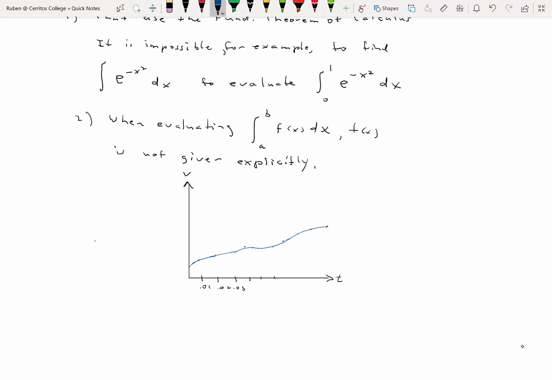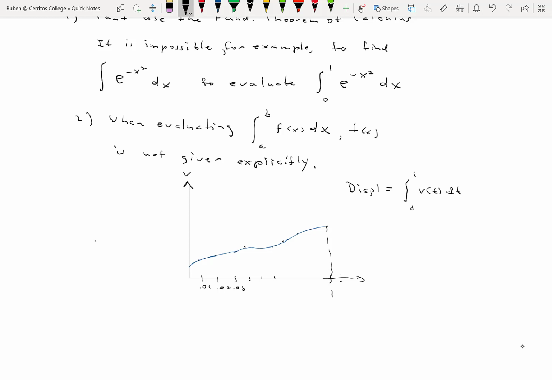And I'm interested in the velocity, or in the displacement of the particle in the first, let's say, first second of its motion. Okay, so the first second of its motion would be from t equals 0 to t equals 1. Well, the displacement is equal to the integral from 0 to 1 of the velocity function.